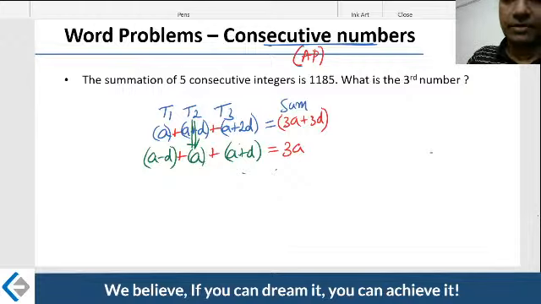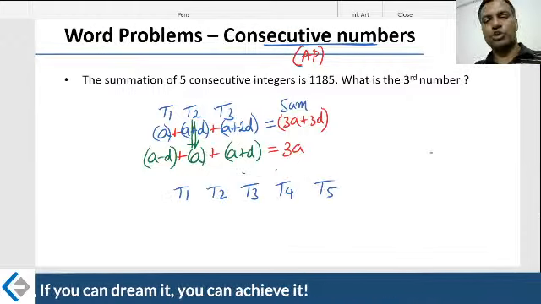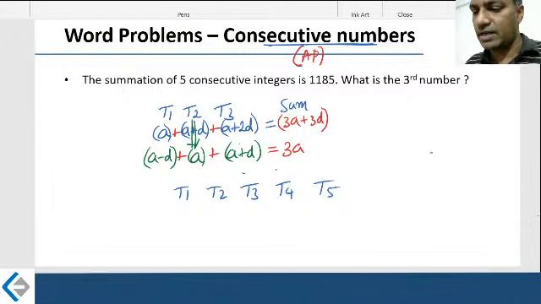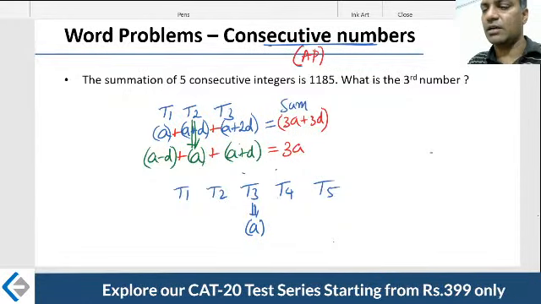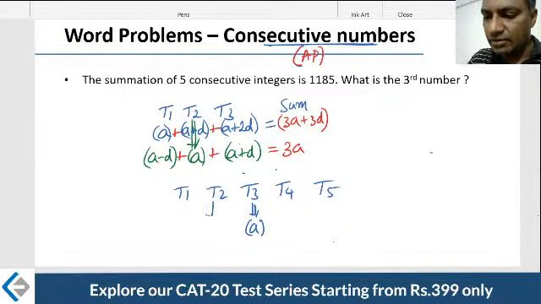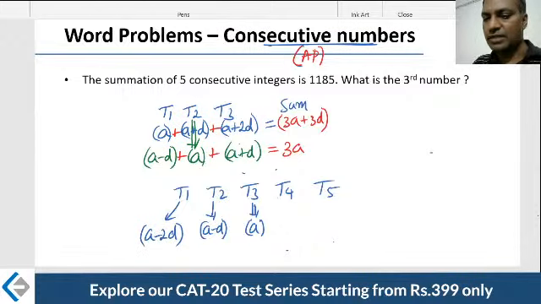Let's do one last part, and then I'll get into problem solving. What if there are five terms? Where should I start my understanding? You have to start here. Your assumption will be that the middle term is A. The term before this will be A minus D, D less. The term before that, the first term, will be 2D less, one step at a time.